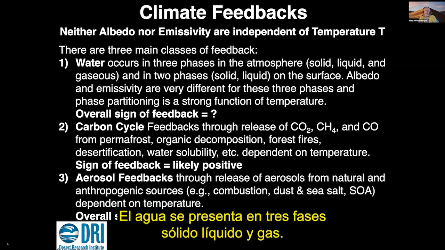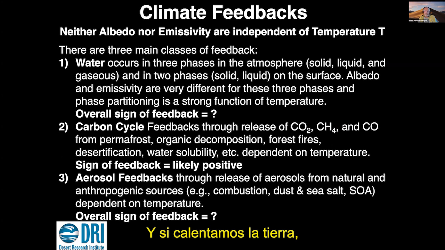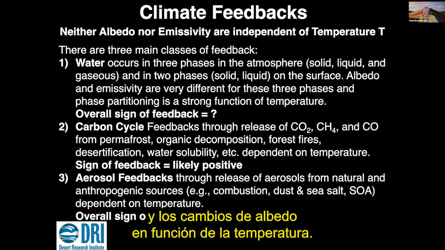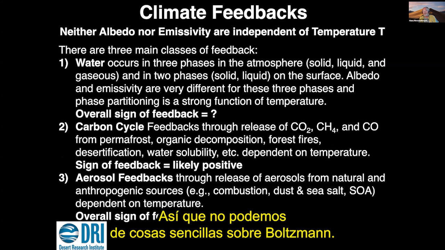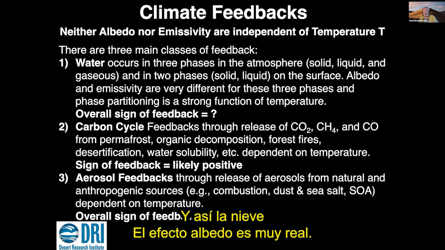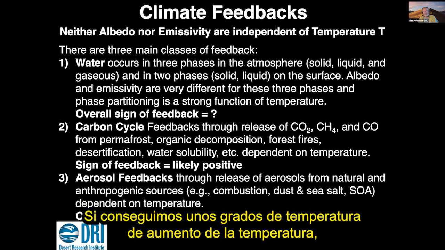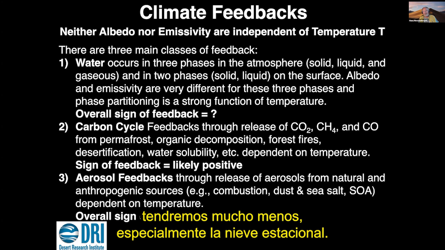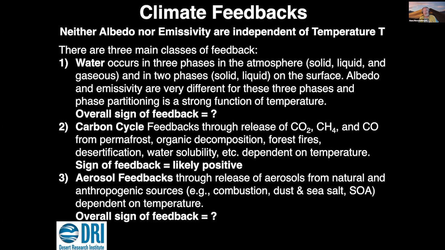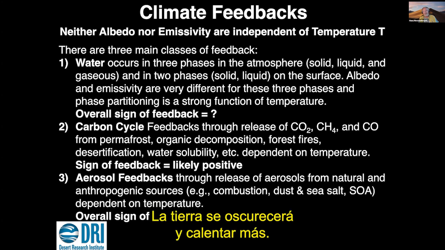Water occurs in three phases: solid, liquid, and gas. And so if we heat the Earth, there will be, for example, less snow. And the albedo changes as a function of temperature. So we can't just go from simple Stefan-Boltzmann. And so the snow albedo effect is very real. If we get a few degrees of increased temperature, we will have far less, especially seasonal, snow. The Earth will get darker and heat further.